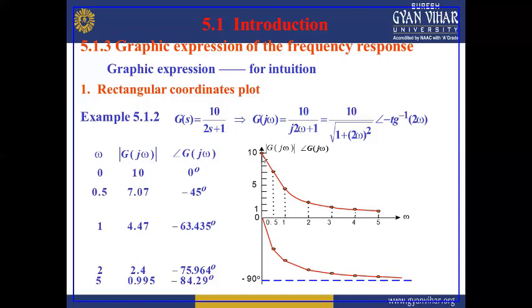You can see that with the increase in frequency, the magnitude is reducing. For omega equal to 5, we are getting around 0.995. Similarly, with the increase in frequency, the phase angle is also decreasing; it is going more negative. Such behavior can be analyzed just by substituting different values of omega in the transfer function.